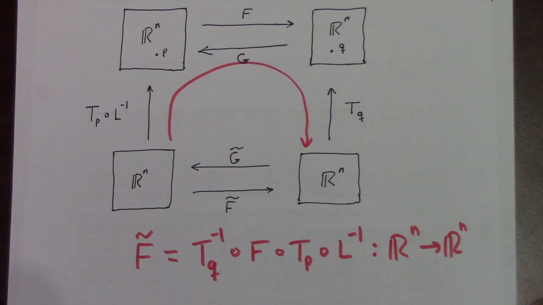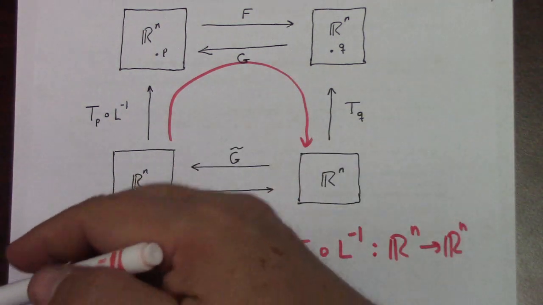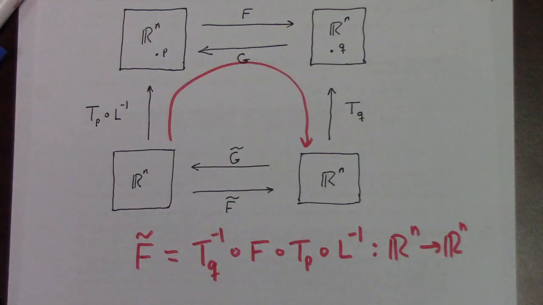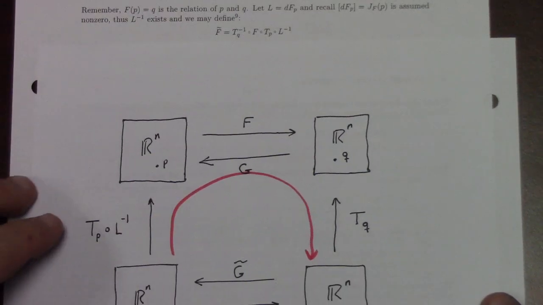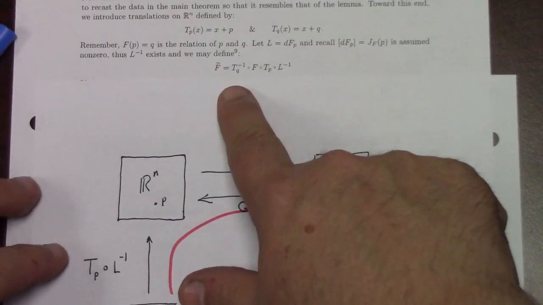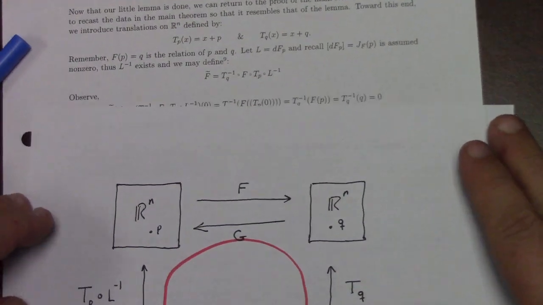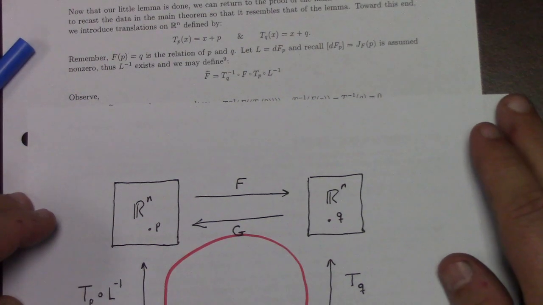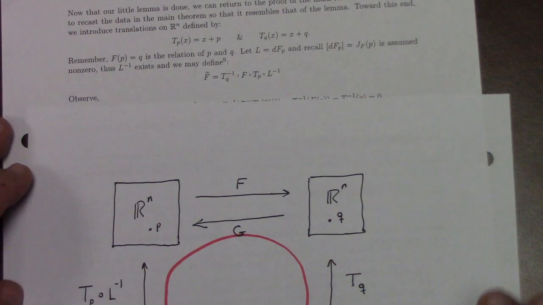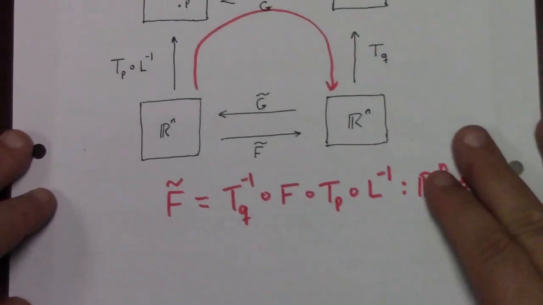Let me just check my notes, make sure I've got the right formula. It would be embarrassing if it wasn't the right formula. Oh, here it is. F tilde was TQ inverse composed with F, composed with TP, composed with L. Yeah, that's what it was. So that's pretty much it.